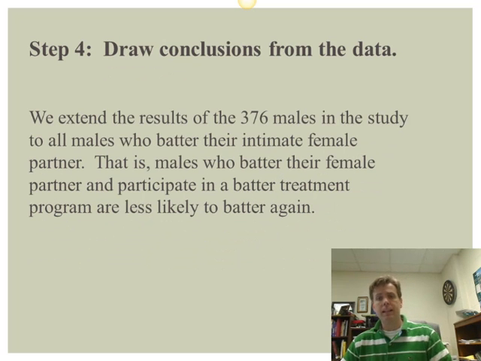And then the last step here, we'll draw a conclusion from the data. So we extend the result of the 376 males in the study to all males who batter their intimate female partners. This is the inference part, right? Can we say, and we'll learn about this later, can we conclude that this will work for everybody? That is, males who batter their female partners and participate in a batterer treatment program are less likely to batter again. So that's the conclusion we draw from the data.